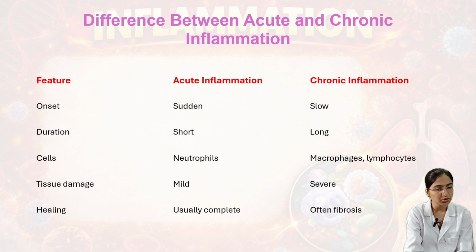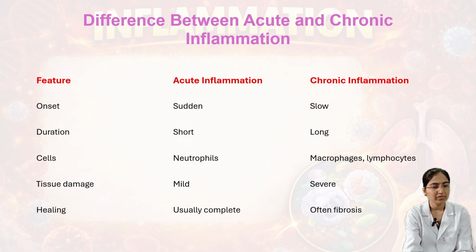And then tissue damage comes next. Here in acute, it will be mild. And in chronic, tissue damage will be severe. And then comes the last but not the least, healing. It's very important here. In acute inflammation, healing is usually complete. And in chronic inflammation, often fibrosis. It may recur, often with fibrosis.